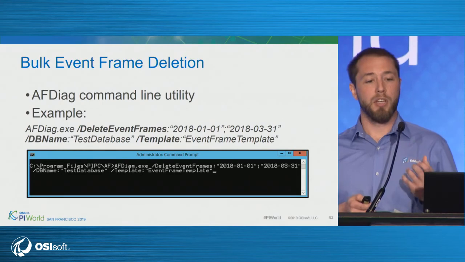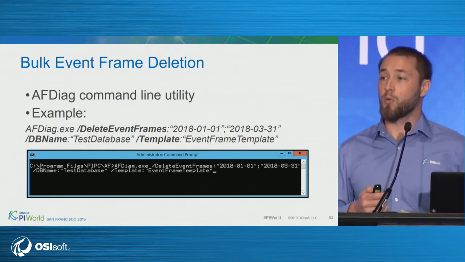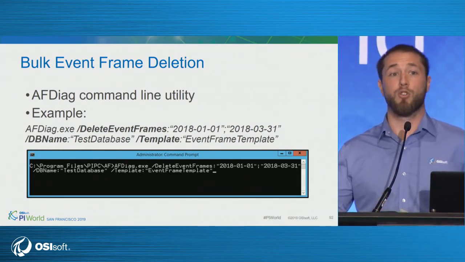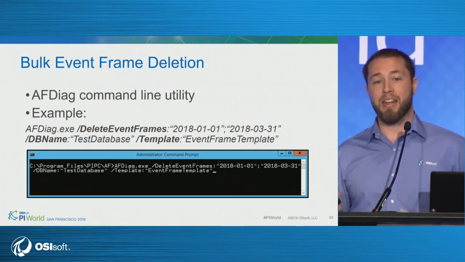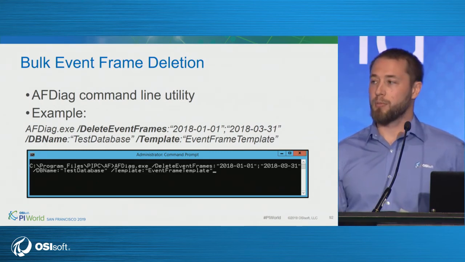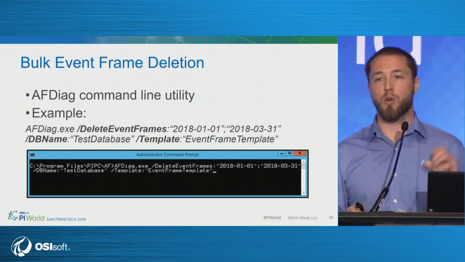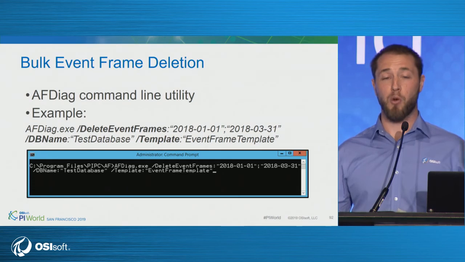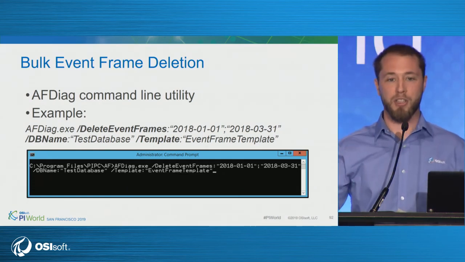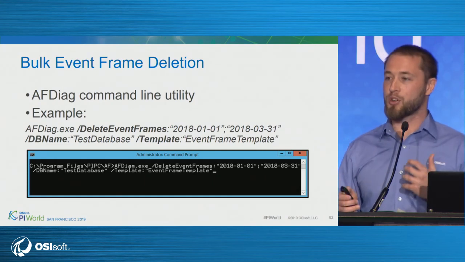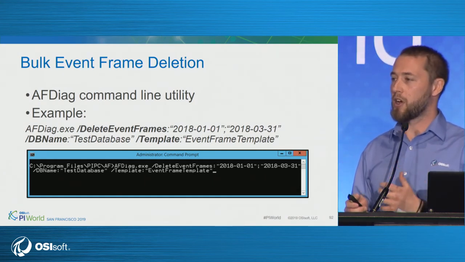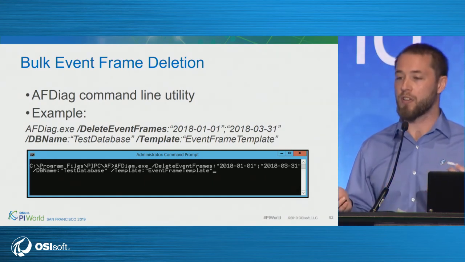We have a utility called AFDiag. It's been bundled with the AF server since the creation of time, right? And it's a command line utility, and it's always had the ability to delete event frames in bulk. However, previously, there was only one option for this, and it was a start time. You can only put in a time, and it would delete all of your event frames up to that time. So it didn't really capture too many use cases.